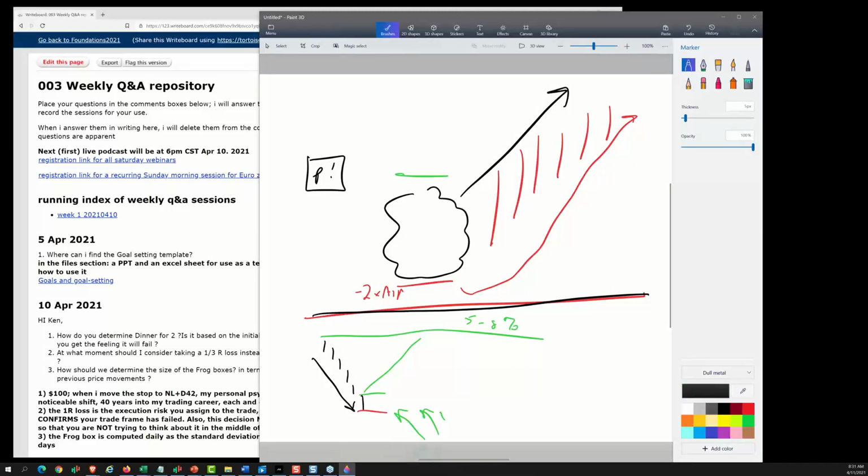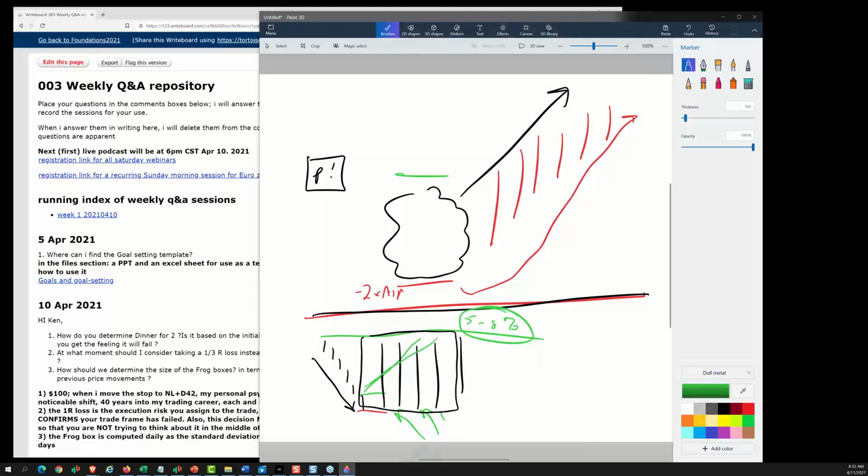So if I take this as 1, 2, 3, 4, 5, in the next 5-day period, it is not unreasonable to expect that thing to gain 5 to 8%.